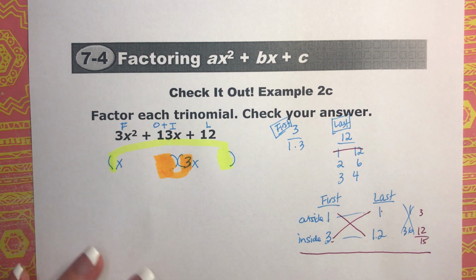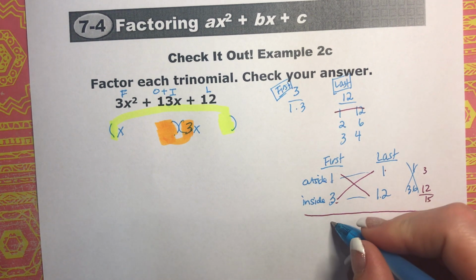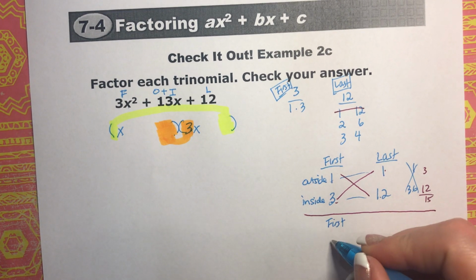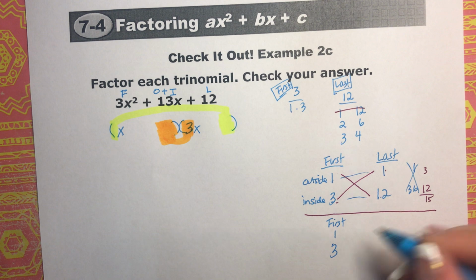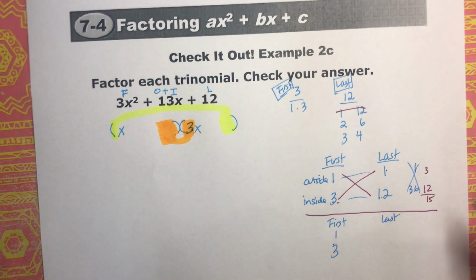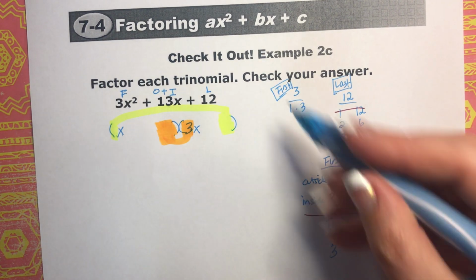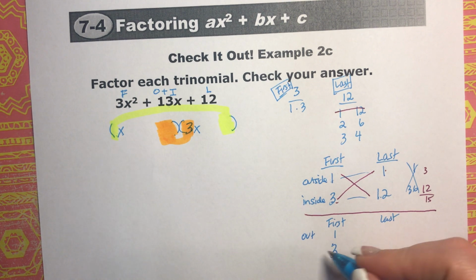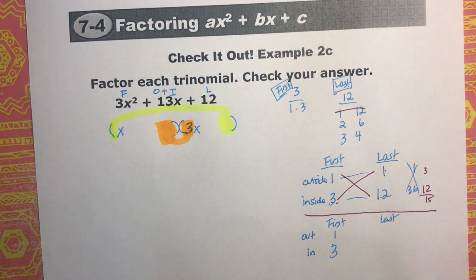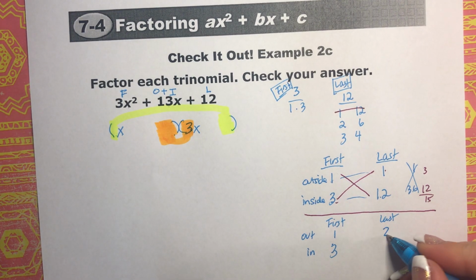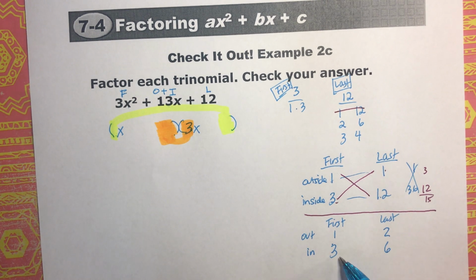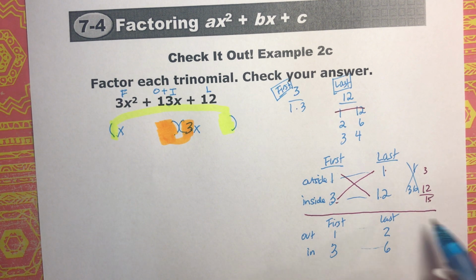Okay, so let's try 1 and 3 again. So this is our first, right? 1 and 3. This is our last. I know that my first, the 1, is going to be on the outside, and the 3 is going to be on the inside. Okay, so let's look at 2 and 6. But right, you're not going to want to multiply 3 times 6, right? Because that's going to be 18. It's going to be way over. So you're not going to go straight across.